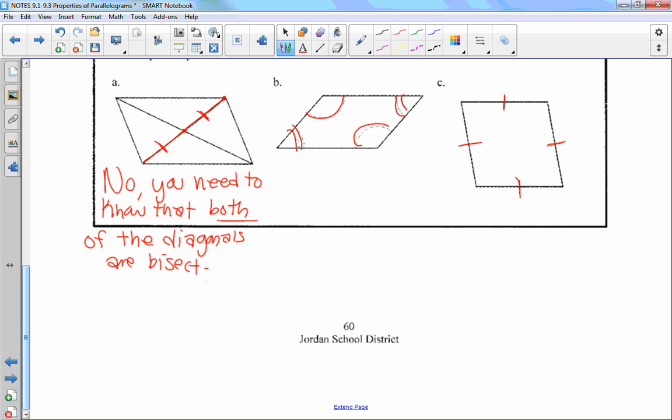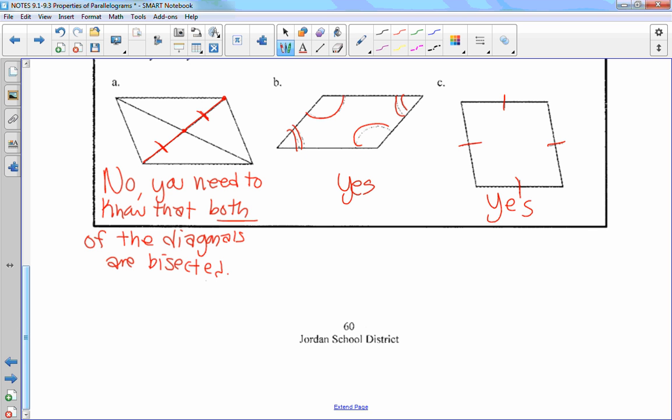Okay, the last two: we have two pairs of opposite congruent angles, or two pairs of opposite congruent sides. Is that enough information to know that they're actually parallelograms? If we have two pairs? Yes, that's a yes.